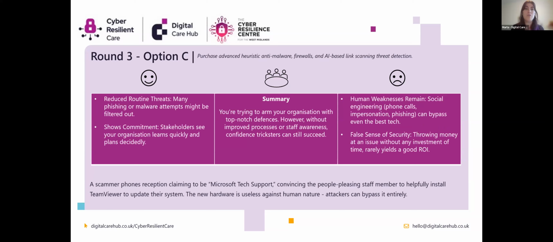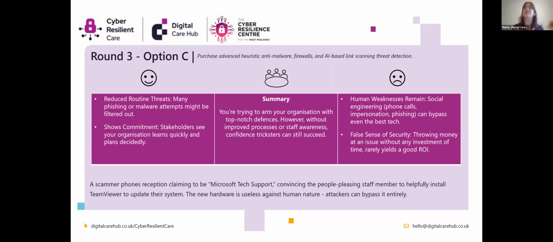Option C, you purchase advanced tech and anti-malware firewalls, AI-based links, everything, which is great in a way, it's really good to invest in technology and advance your business if you have the budget for it, but it's not everything. So there is the human, as we said, we're human, we make mistakes. So the human weakness remains.